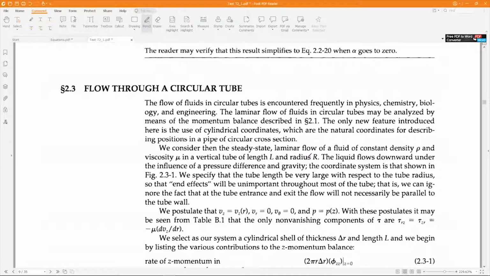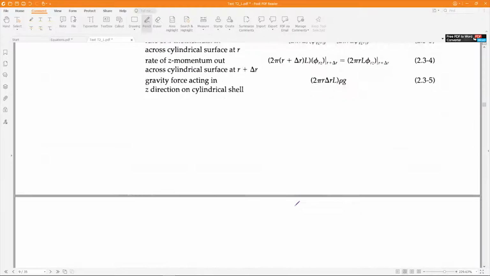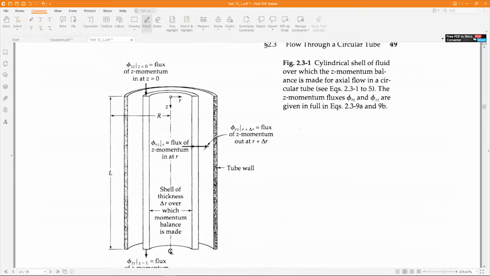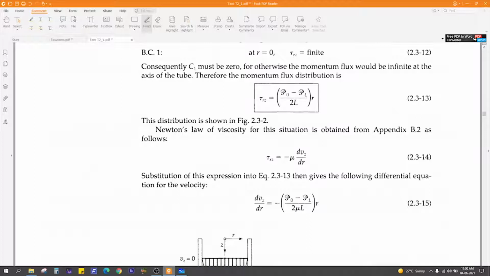Welcome students again. So let's discuss the flow through a circular tube using equations of motion. We already derived the profiles using momentum shell balance. Here we are going to use the equation of motion. Once we use the equation of motion, we will see that we will arrive at the same profiles. So we don't have to take a thickness around anymore.